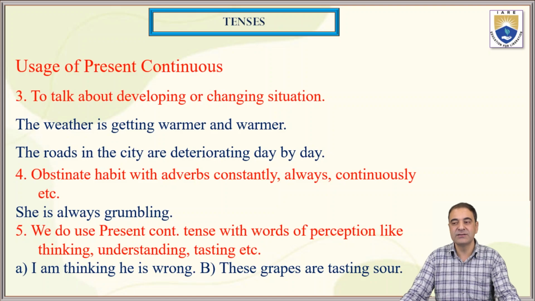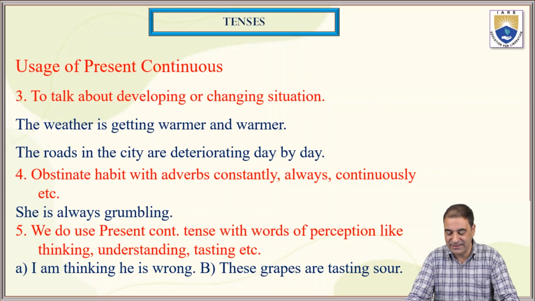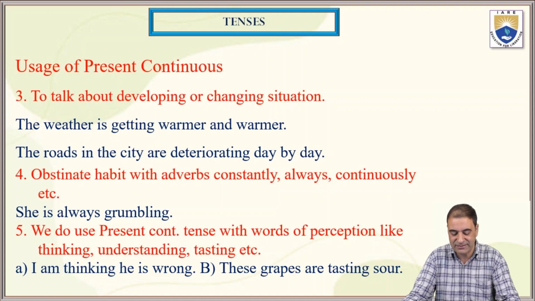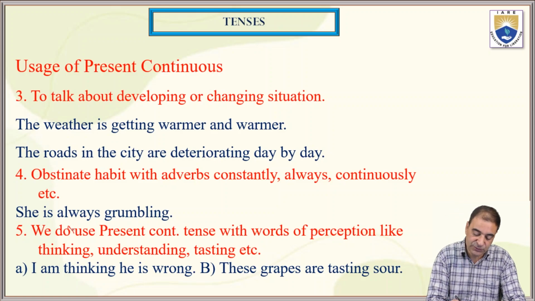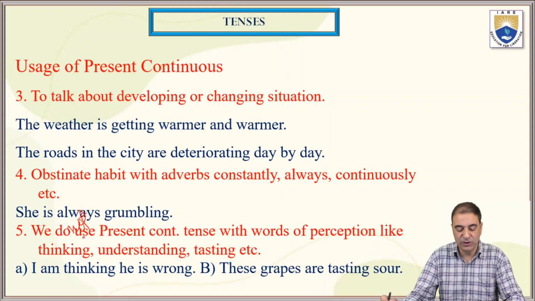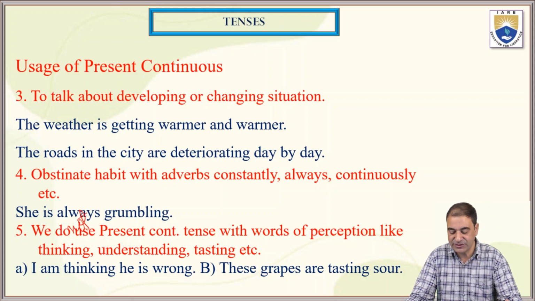And the next one, sometimes we use this tense with obstinate habits or persistent habits, with adverbs like constantly, always, continuously, etc. Like here, she's always grumbling. And one more thing, here it's very important to understand. We do not use present continuous tense with words of perception or stative verbs like thinking, understanding, tasting.